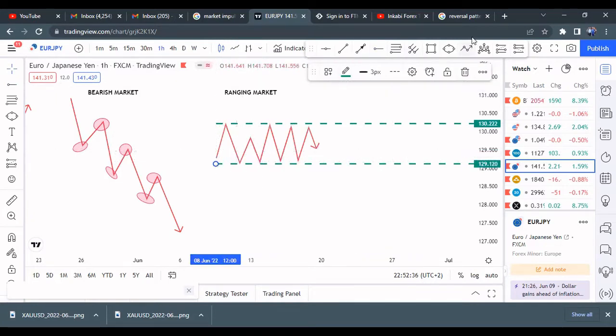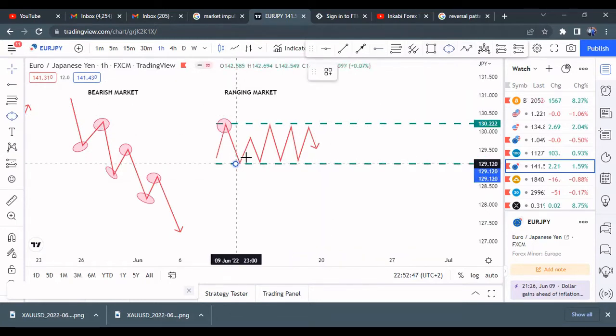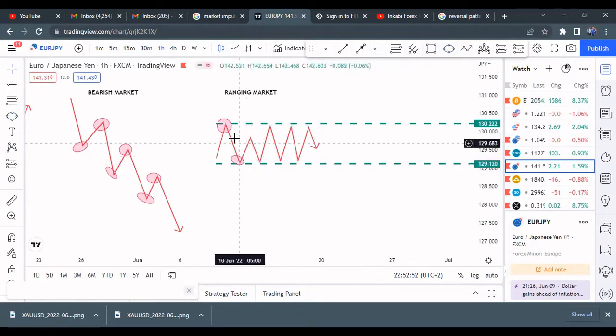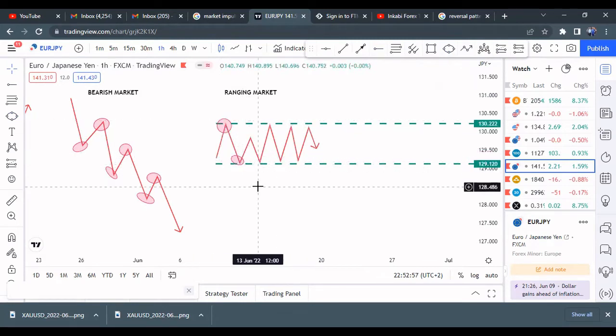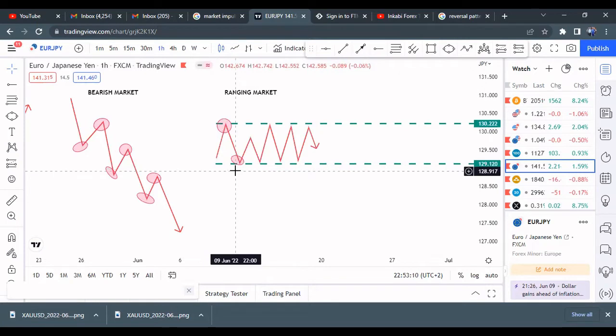So now we're dealing with what? This is our first point, and then this is our second point, right? So now we're approaching our third point. So we have these two areas, and we're expecting price to break one of these. As it breaks one of these, we're going to have a clear direction of where the trend is supposed to go, right?